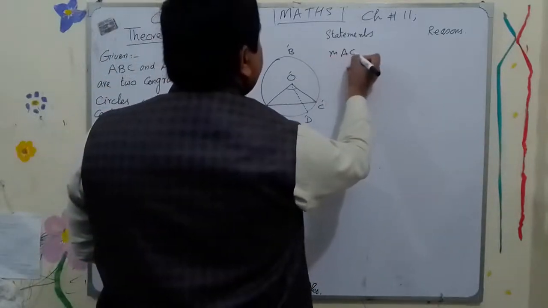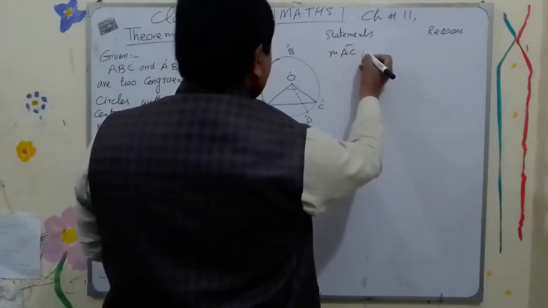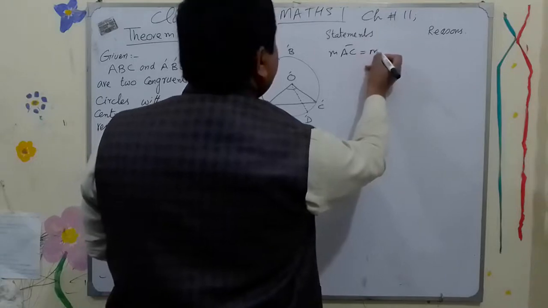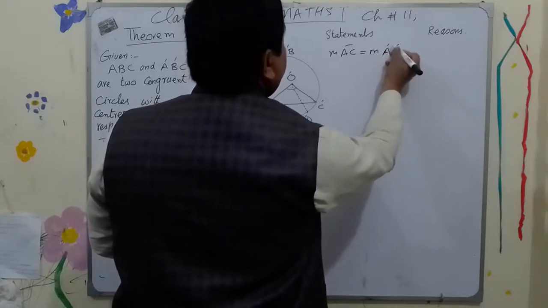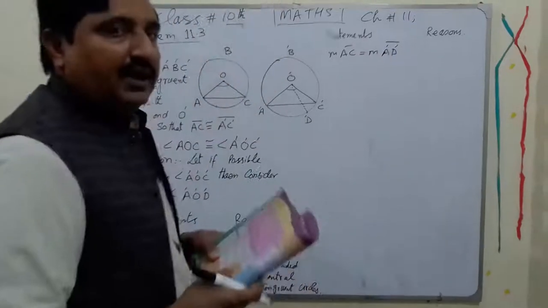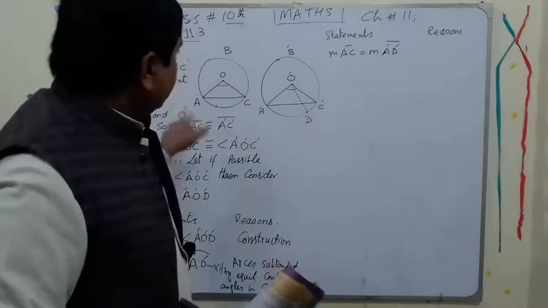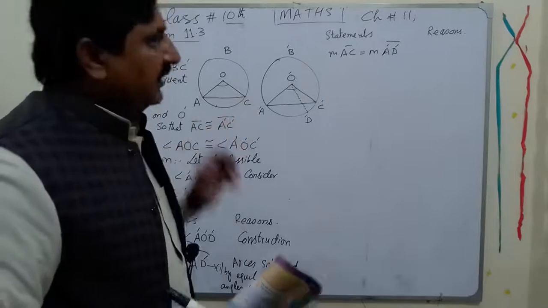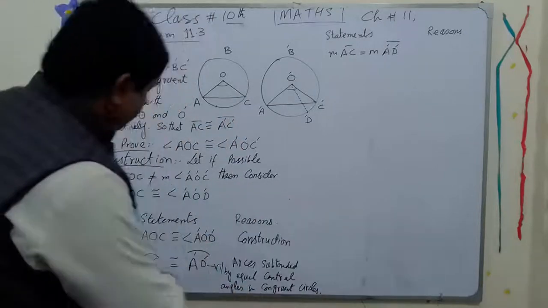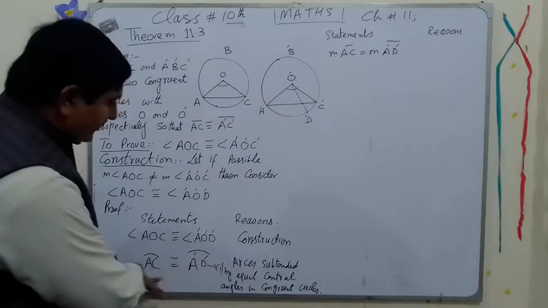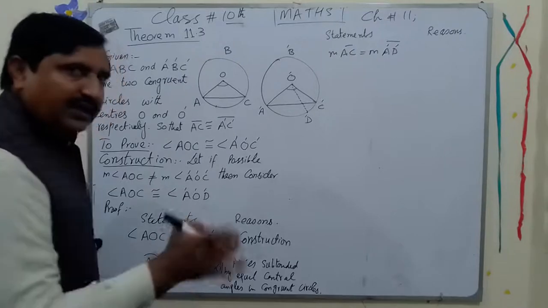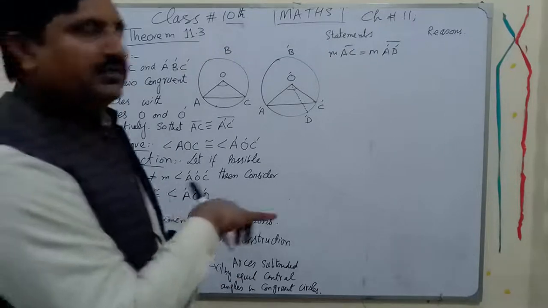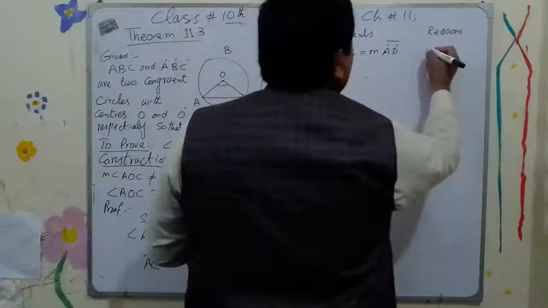Measure of chord AC is equal to measure of chord A prime D prime. According to theorem 1, if the corresponding arcs are equal, then their corresponding chords must be equal. So when the arcs AC and A prime D prime become congruent, their corresponding chords definitely become congruent, and the reason is by theorem 1.